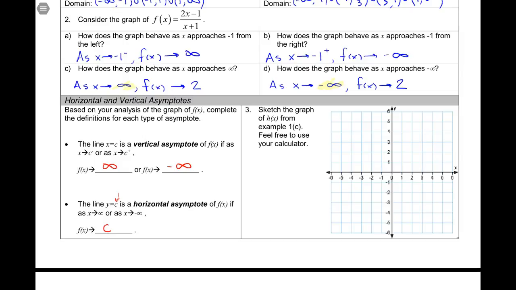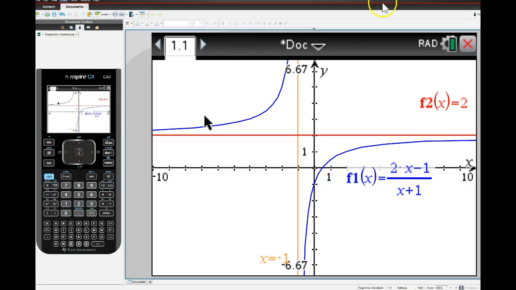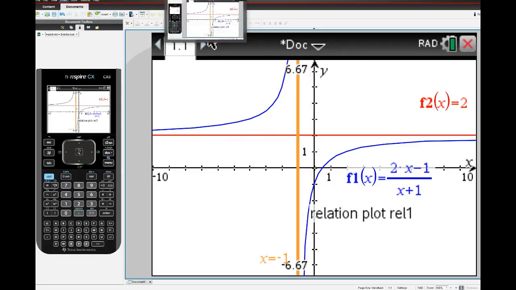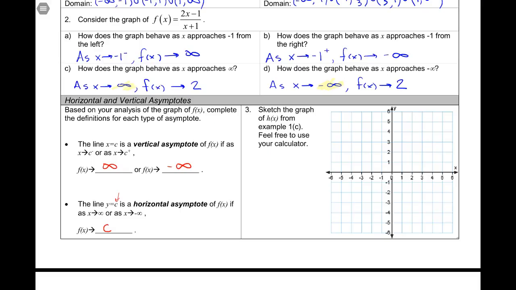And the reason I asked you to graph this function 2x minus 1 over x plus 1 is because you can see both. You can see that the graph approaches a horizontal asymptote in both directions, and there also is a vertical asymptote. Okay, so back to the notes here.